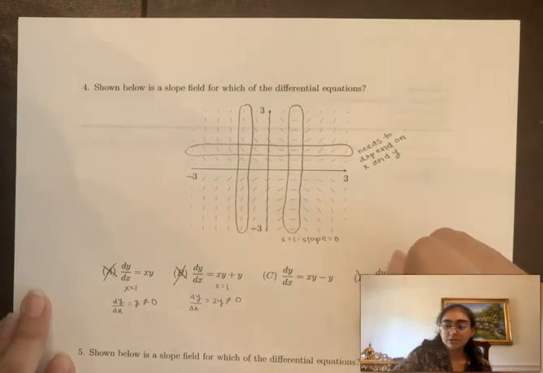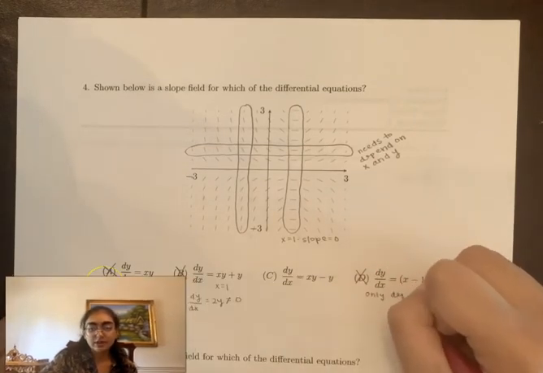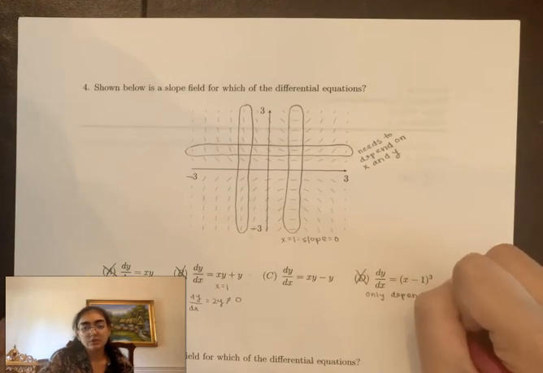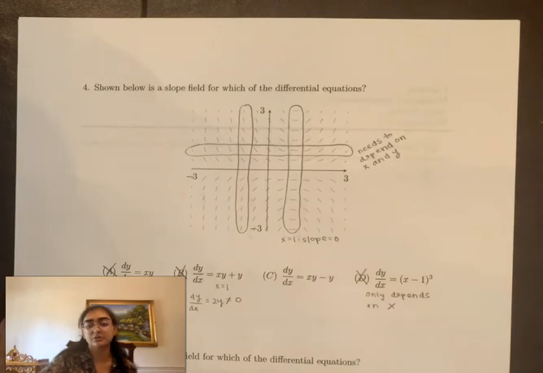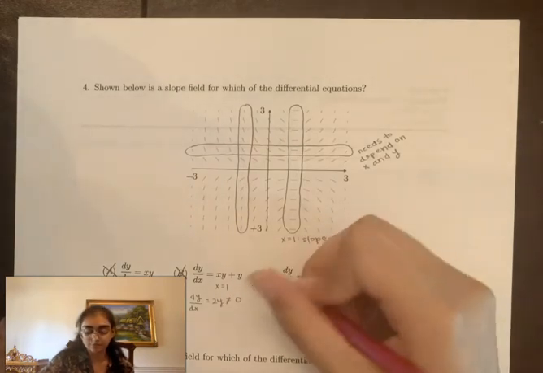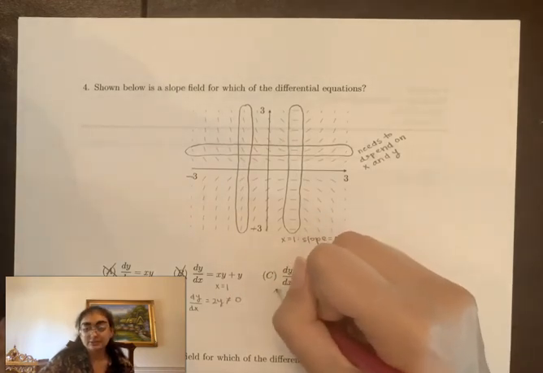I'm going to go to D really fast, and I can just go ahead and eliminate D because the equation only has an x in it, which means that it only depends on x. We know that our equation needs to depend on both x and y, so D isn't the answer. That means that C is the answer.